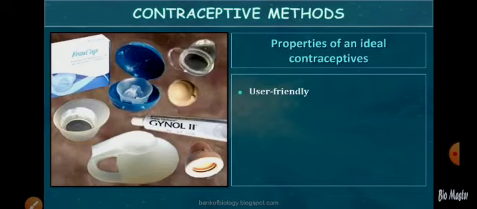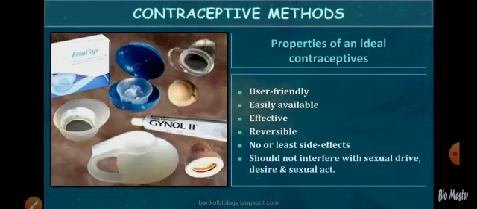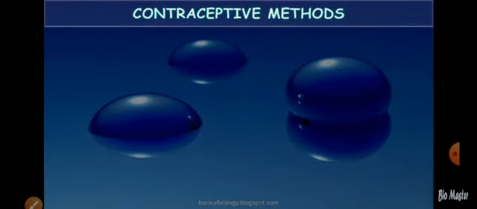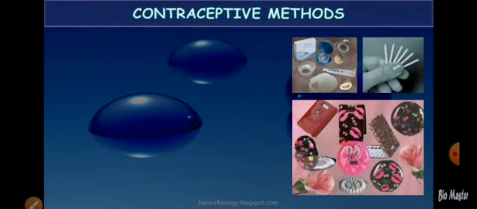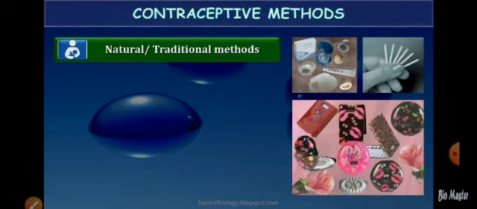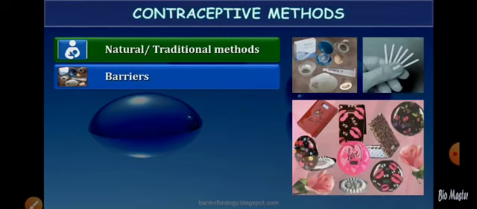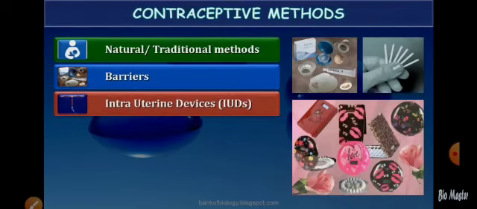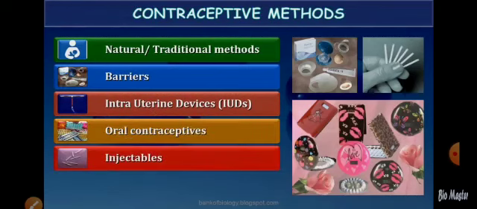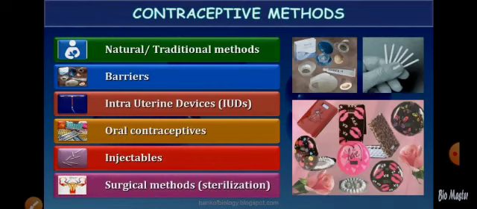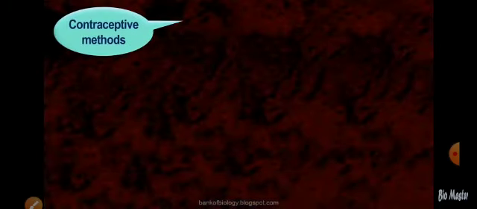The contraceptive methods which can be adopted. First, the properties of an ideal contraceptive: it should be user friendly, easily available, have minimum side effects, be effective, and reversible so that whenever the couple wants they can have their children, and should not interfere with any sexual activity. So these are the properties of a contraceptive which is useful. Now, the various contraceptive methods include the natural or the traditional methods, the barrier methods, intrauterine devices, oral contraceptives to prevent pregnancy, the injectables and surgical methods, that is sterilization, which could be adopted so as to prevent unwanted pregnancies.